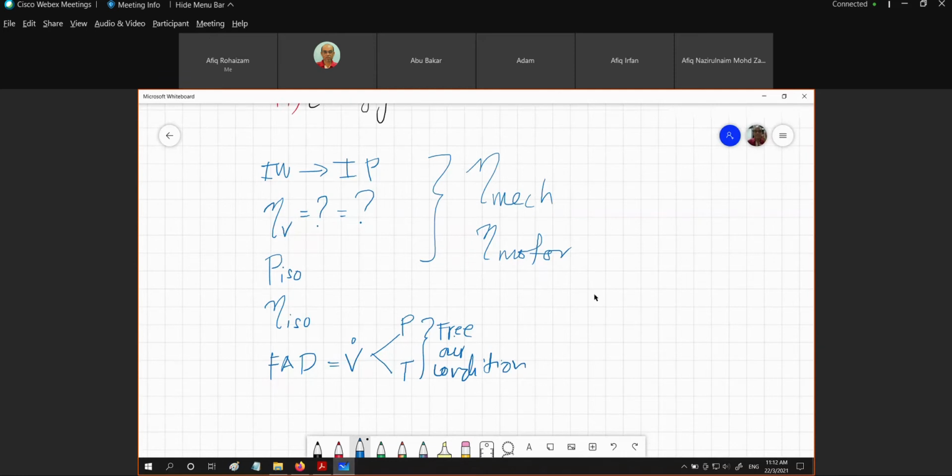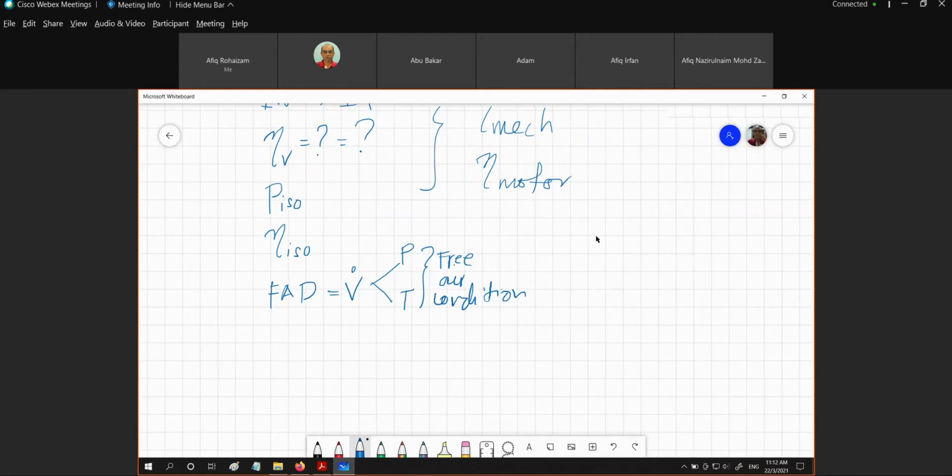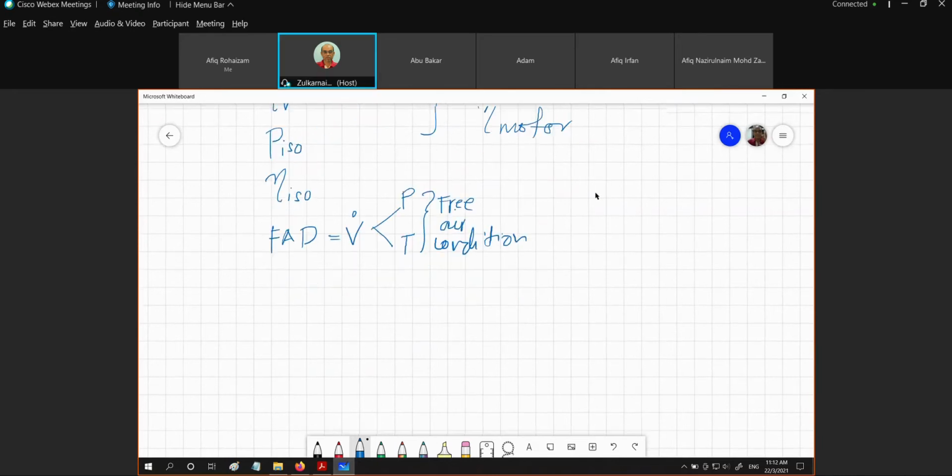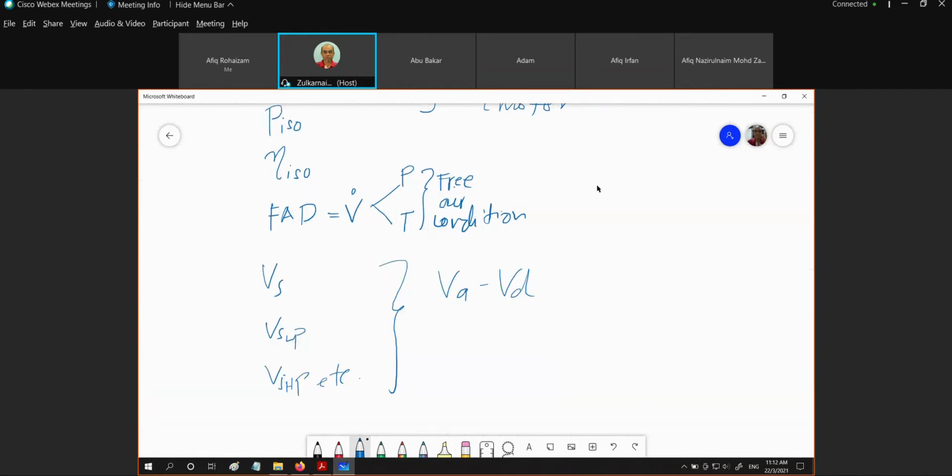And in order to get the VS, you must know the schematic diagram of a cycle. We must know what is VA minus VD, right? And we must know the VA minus VD at what condition that we could have. We could have the VA minus VD at P, T. We could have the VA minus VD at P1, T1, and etc. Okay, for multi-stage, we also have VA minus VD being called as prime.